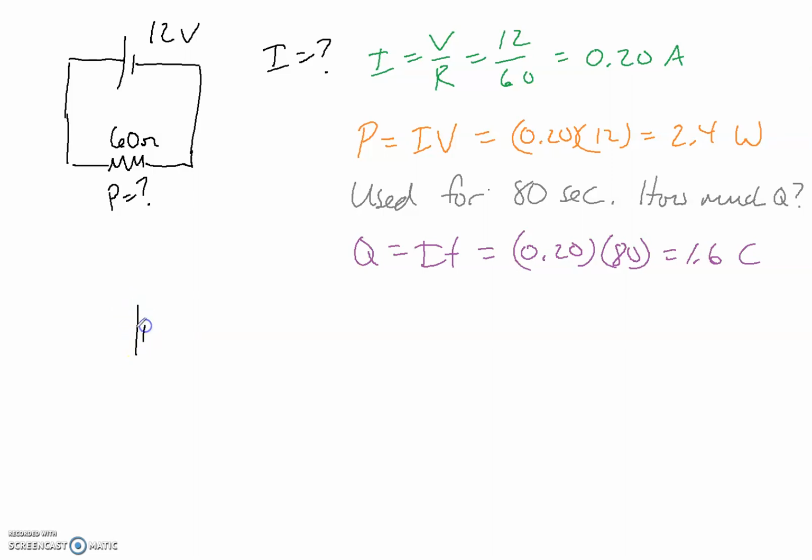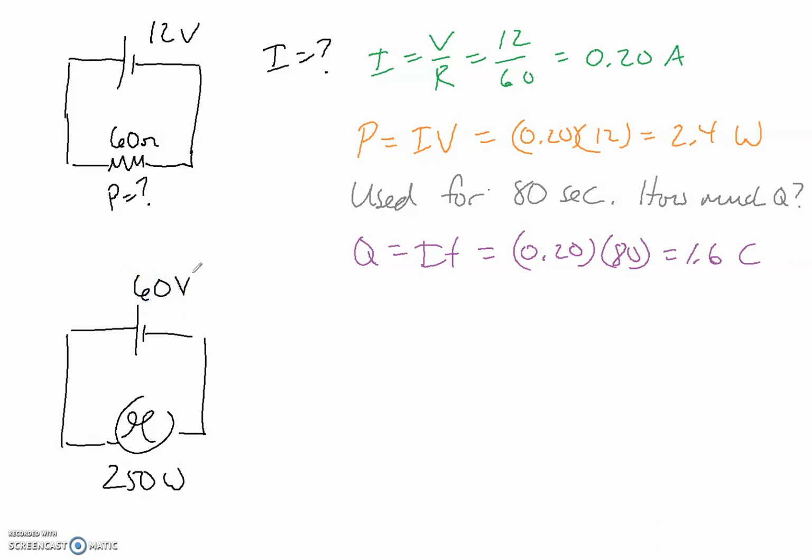Okay, let's try something else. Maybe we've got a power supply hooked up to something like that. It's often a symbol for a light bulb. Maybe you have a 250 watt light bulb, and we've got a 60 volt power supply, and I want to know the resistance of the light bulb. Well, there are a couple of ways we could do it. One way would be to use the power and voltage. A lot of people would do that.